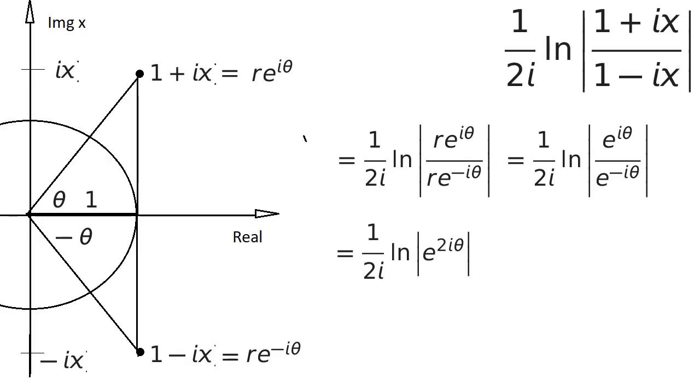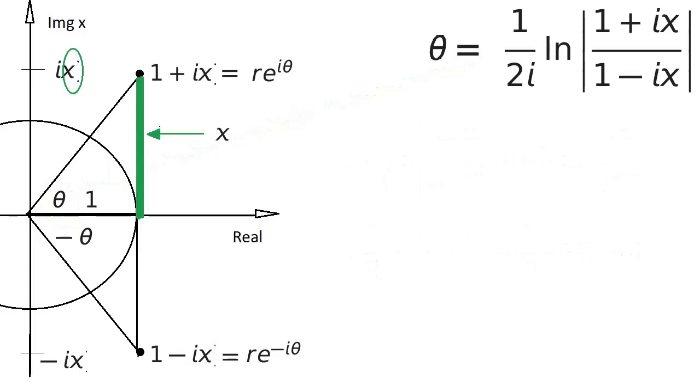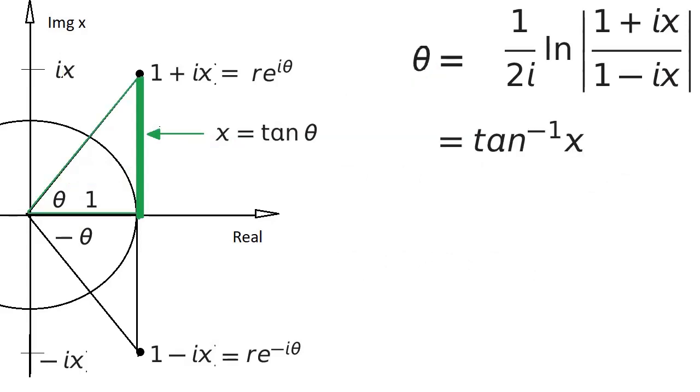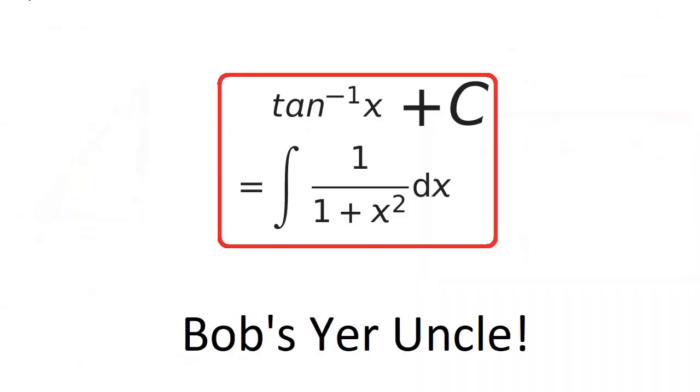We cancel out the 2i, and our result is simply theta. Yes, that messy complex logarithm is just an angle. This line has a length of x, but it's also the tangent of theta. So theta is the inverse tangent of x, the solution to our integral. Yes, plus C. And Bob's your uncle.